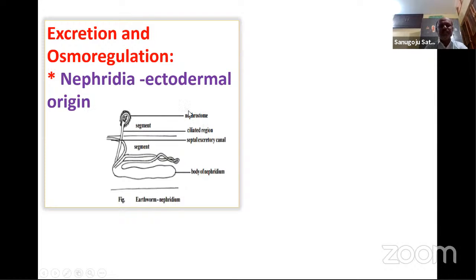Based on the nephrostome, these are divided into metanephric, mesonephric, and telonephric. Nephridia are the kidneys here. The body of the nephridium is looking like that. This is the coiled part like this. We can discuss the nephridia in detail in the type study also, the excretion.